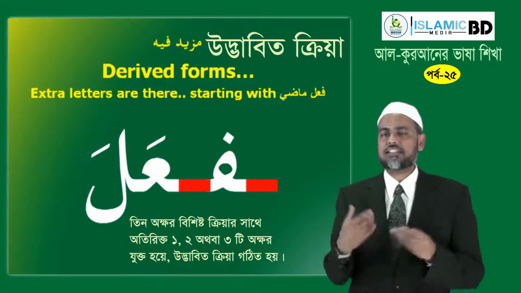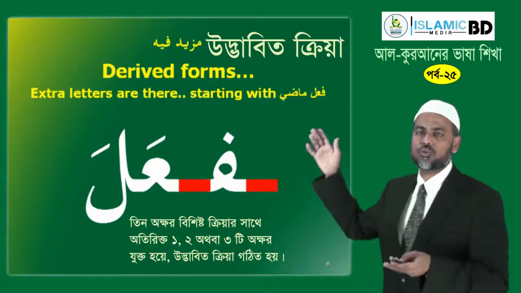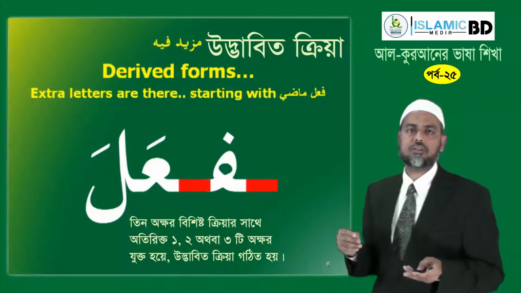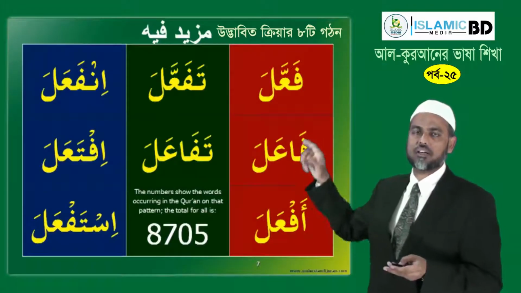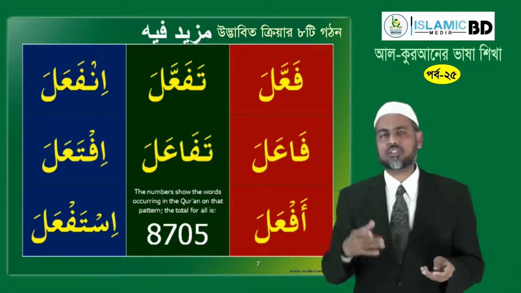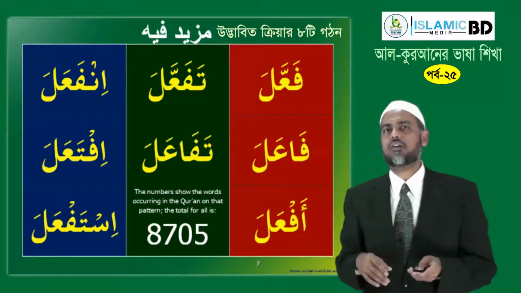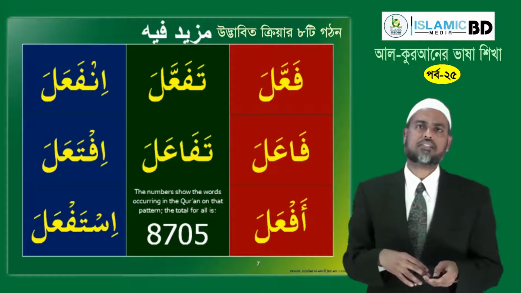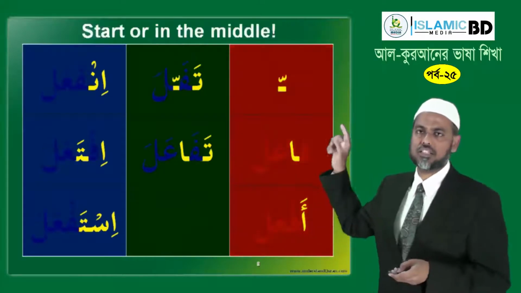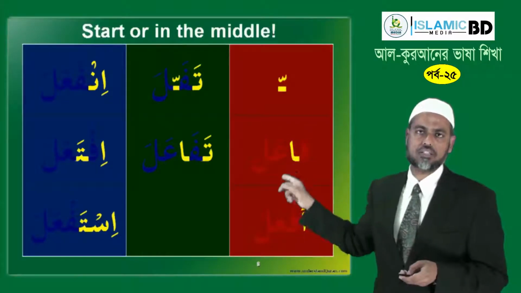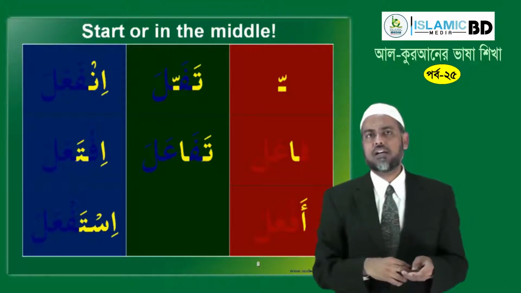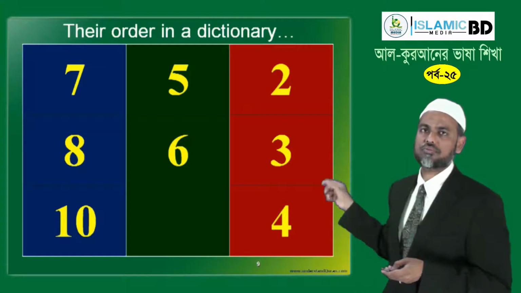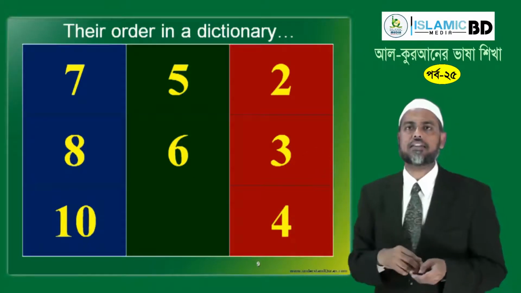As a result, you can get 8 common or famous forms, which are fa'ala, fa'ala, af'ala, tafa'ala, tafa'ala, infa'ala, ifta'ala, istaf'ala. There are more than these, but these are commonly used. And the extra things in these are tashdid, alif, hamza, ta, and tashdid, ta, and alif, in, alif, ta, and alif, sin, ta. In the dictionary, they are ordered as 2, 3, 4, 5, 6, 7, 8, and 10.